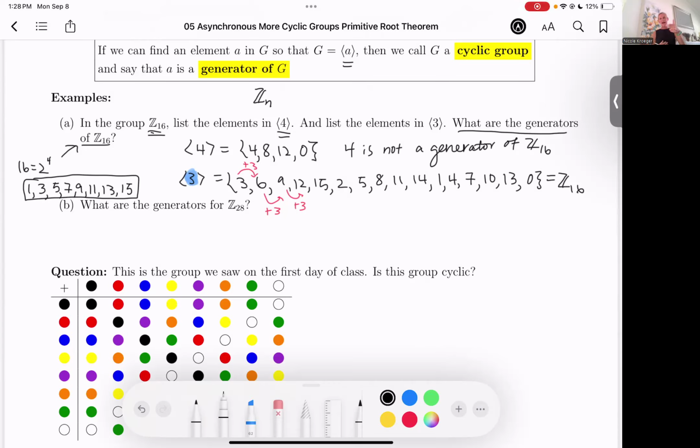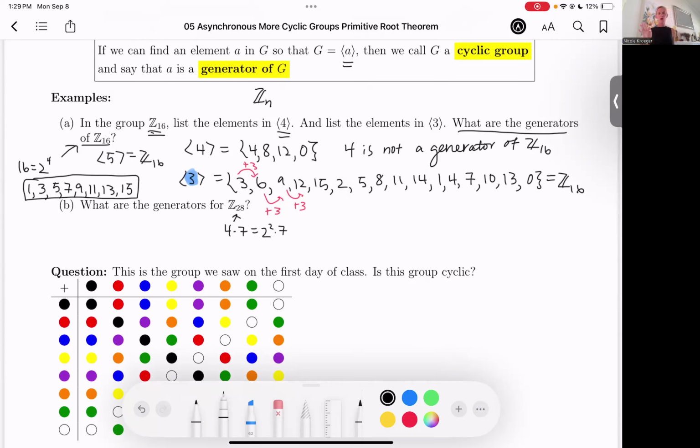So if I looked at the set, for instance, generated by 5, I would get all of Z16 out. That's what it's saying to be a generator. Okay. So then again, if we look at all the generators for Z28, these are going to be the numbers that have no common factors with 28. So 28, if I factor that, that's 4 times 7, which is 2 squared times 7.